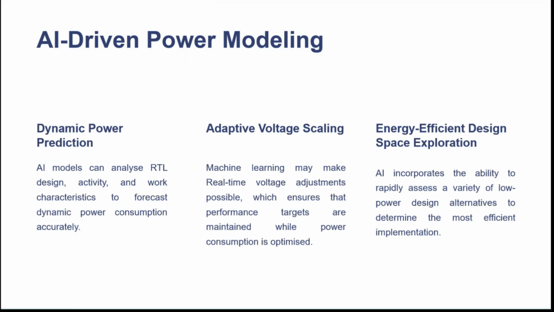The next one, AI-driven power modeling. It improves energy consumption and system performance by predicting power, scaling voltage, and enhancing design space exploration in electronic systems. The AI models can accurately predict dynamic power consumption by analyzing RTL design, activity, and some more features. Machine learning can enable real-time voltage adjustment, ensuring performance outputs are maintained while optimizing power consumption. Here, AI enables fast evaluation of various low power design alternatives to find the most efficient implementations.